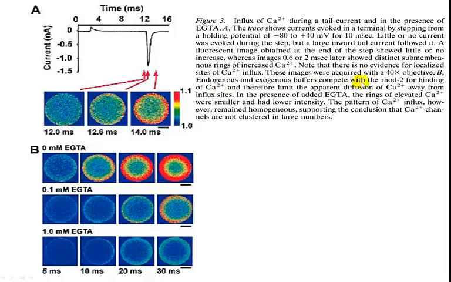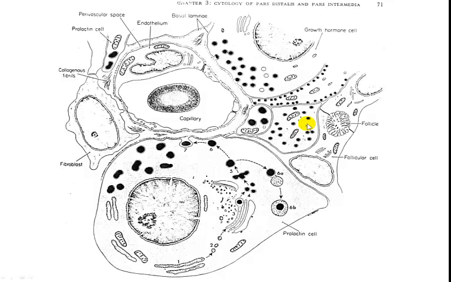Okay, endogenous and exogenous buffers compete with the calcium, therefore limit the apparent diffusion of calcium away from the influx sites. Right? So we're not seeing the diffusion because the calcium gets bound by the fluorescent marker. In the presence of added EGTA, the rings of elevated calcium were smaller and had lower intensity. Pattern of calcium influx, however, remained homogeneous, supporting the conclusions that calcium channels are not clustered in large numbers.